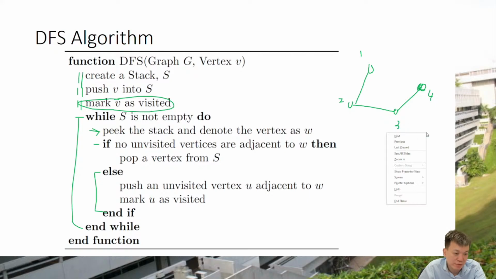When you visit 3, give it another color. When you visit 3, you just need to check its neighbors, 4 and 2, whether they are visited or not. You don't need to bother about vertex 1. So you don't have to check through all of them.